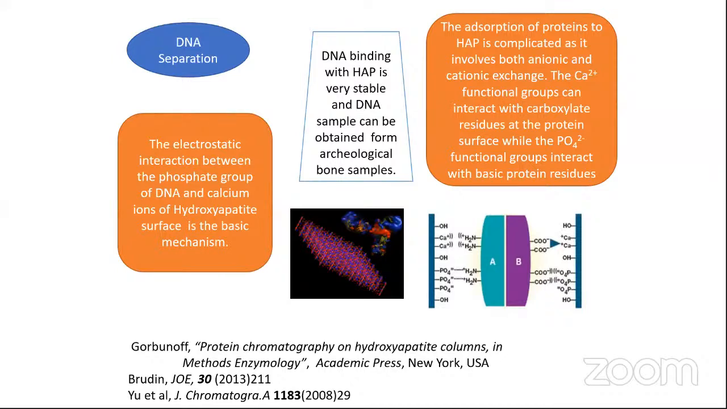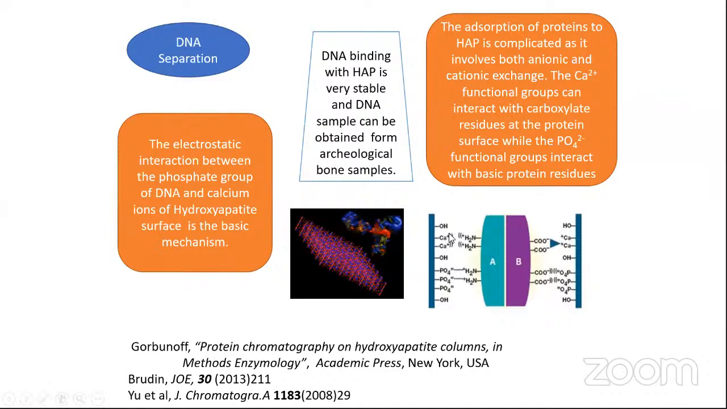The adsorption of proteins to hydroxyapatite is complicated, as it involves both anionic and cationic exchange. The calcium functional group can interact with carboxylate residues at the protein surface, while the PO4 ion functional group interacts with the basic protein residues, and that is why selective interaction is taking place, and that can play a very important role in DNA separation.